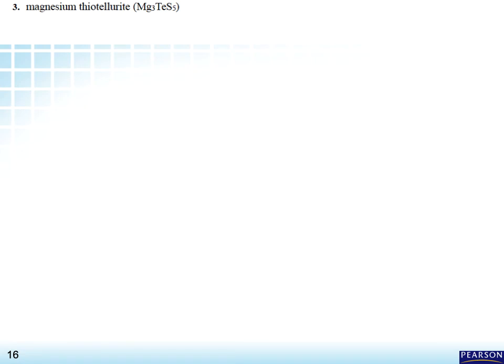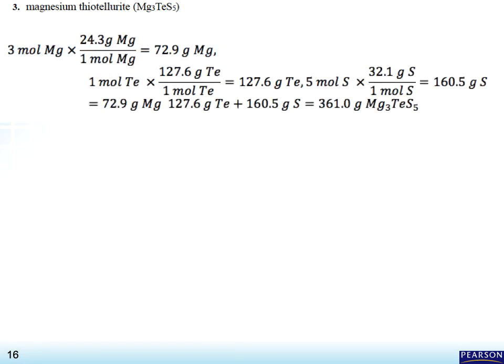Magnesium thiotellurite, 3 magnesium moles. So 3 times 24.3 is 72.9. 1 mole of tellurium, 127.6. 5 moles of sulfur, which is equal to 5 times 32.1, or 160.5. I add the 3 together, 72.9 plus 127.6 plus 160.5 equals a total mass of 361.0 grams of Mg3TeS5.